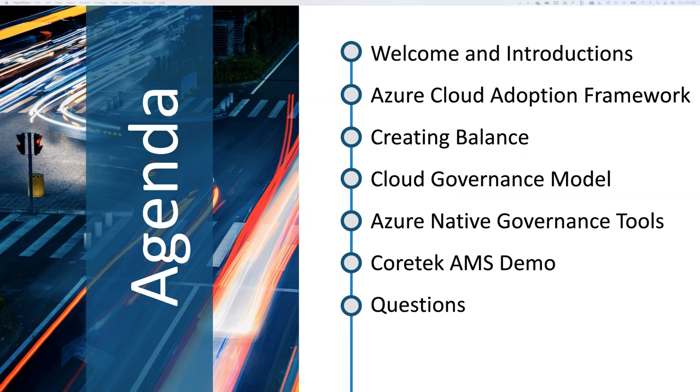And then we get into the governance model and some of the Azure native tools that you can leverage to achieve cloud governance. And then we'll show you the Coretek AMS suite and how you can leverage the AMS suite to monitor, review, and maintain that baseline of governance in Azure. And then we'll follow it with any questions that you guys might have.